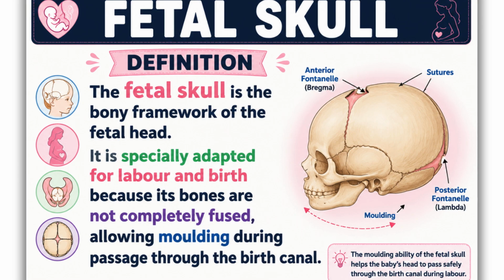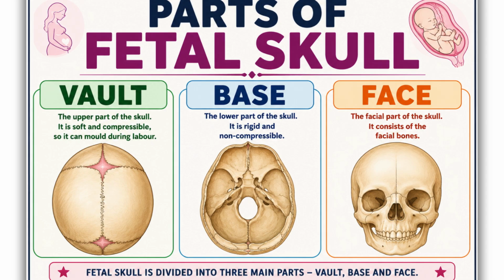Now let's understand the parts of the fetal skull. The fetal skull has three main parts: vault, base, face. The vault is the upper part of the skull. It is soft and compressible, so it can mold during labor. The base is the lower part of the skull. It is rigid and does not mold. The face consists of the facial bones.